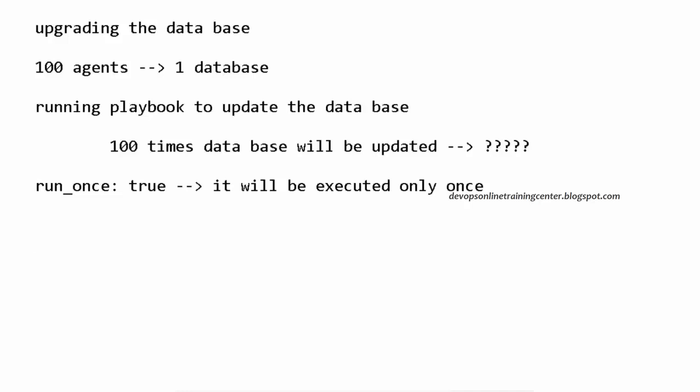But this task, I want to execute only once. Updating the database, I don't want to do it 100 times. I want to do it only one time. So when I use run_once equal to true, it will be executed only once, from the first node. And when it is getting executed from all the other nodes, it will ignore. Is this clear?